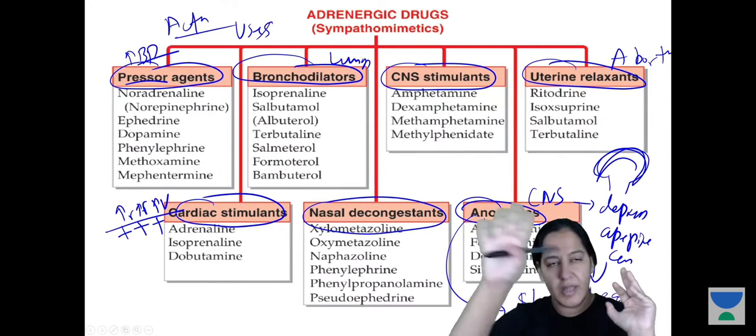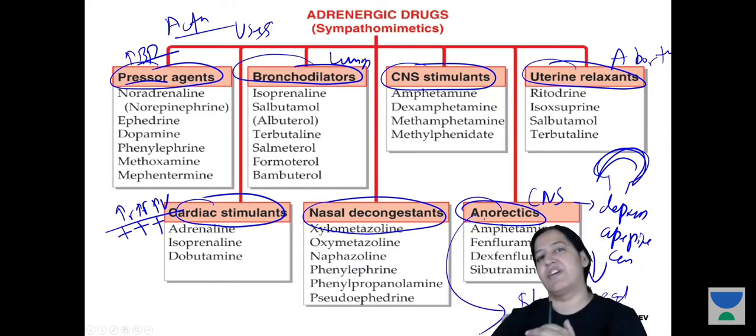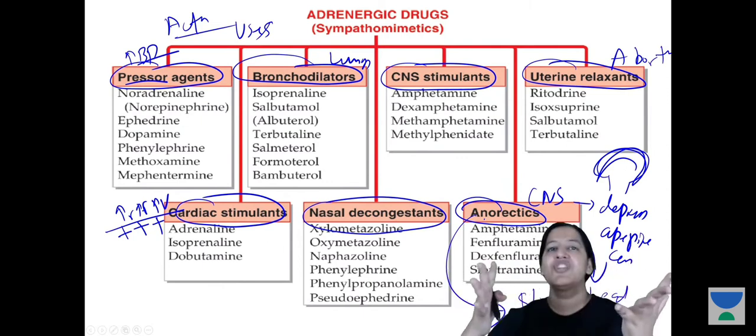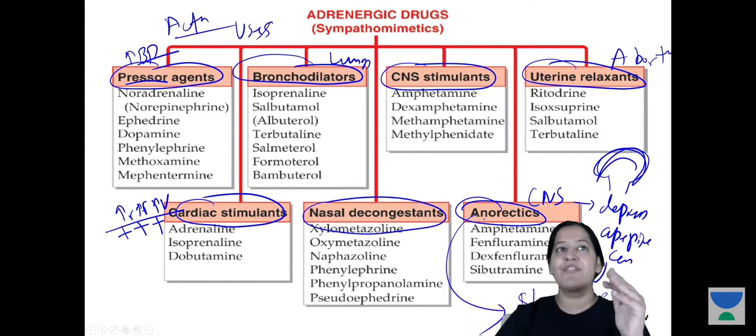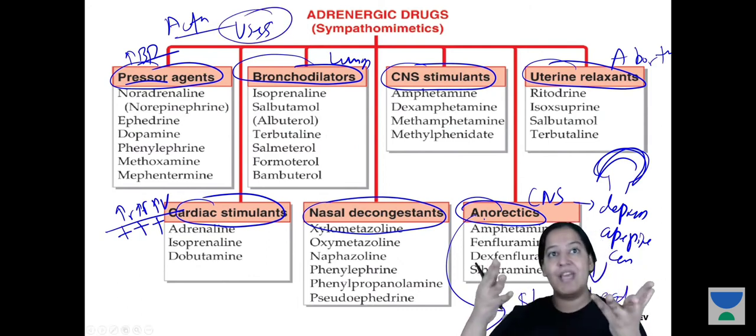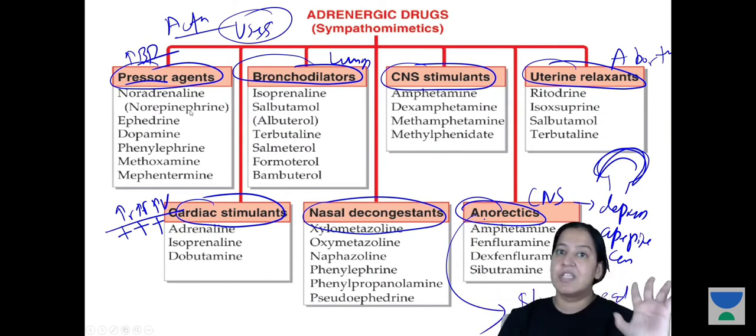So the classification is based on this. First learn the basis of the classification. I have not yet taken the name of any drug, not even one. I have only told you the basis of classification. Basis of classification is uses of the drug. So how many types of uses can we make of these drugs? By these 1, 2, 3, 4, 5, 6, 7. By these 7 ways we can use these drugs.